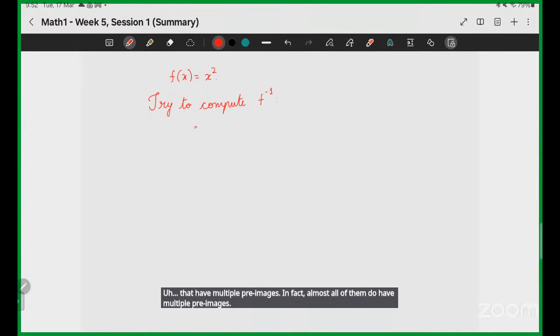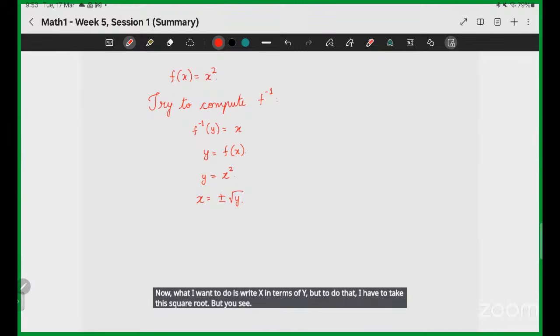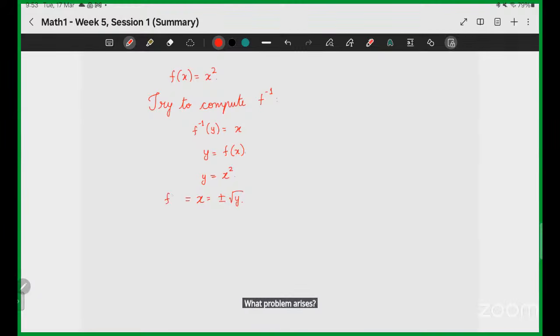So suppose I write f inverse of y is equal to x, or y is equal to f of x, then y is equal to x square. Now what I want to do is write x in terms of y. But to do that, I have to take this square root. But you see what problem arises? f inverse of y is not uniquely determined. It has two possible values. So f inverse cannot be a function.